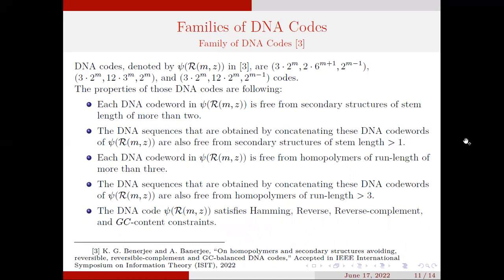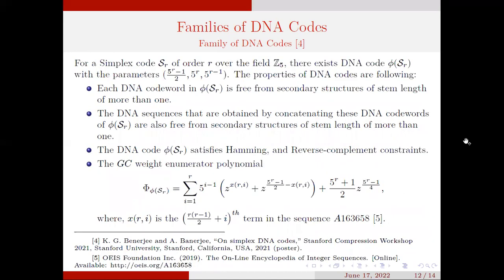Now, in the paper accepted in ISIT 2022, we have constructed homopolymer and secondary structure avoiding DNA codes with reverse complement, Hamming, and GC content constraints simultaneously. The parameters of the DNA codes are mentioned here. Similarly, in the poster presented in Stanford Compression Workshop 2021, we presented a family of DNA codes that avoid secondary structures and satisfy Hamming constraints and reverse complement constraints.